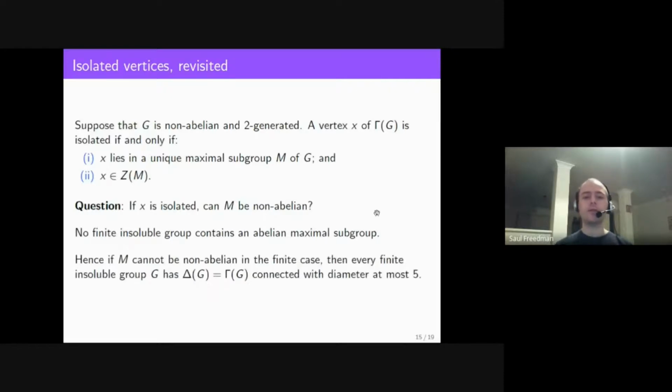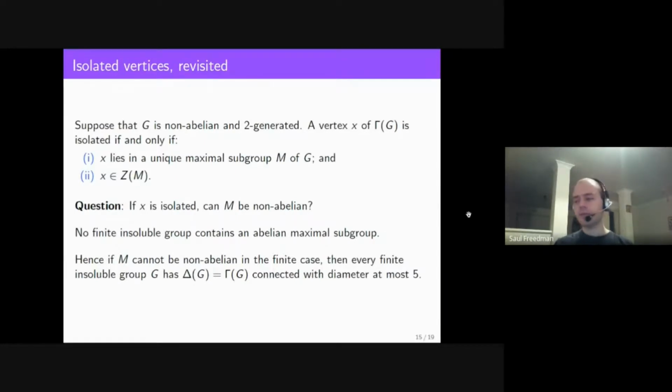And so in this case, indeed, if the answer is no, then every finite insoluble group G has delta of G equal to gamma of G, which means that gamma of G itself is connected with diameter at most 5. So again, I would be very interested to know the answer to this question, but at least for now, I do not know the answer.